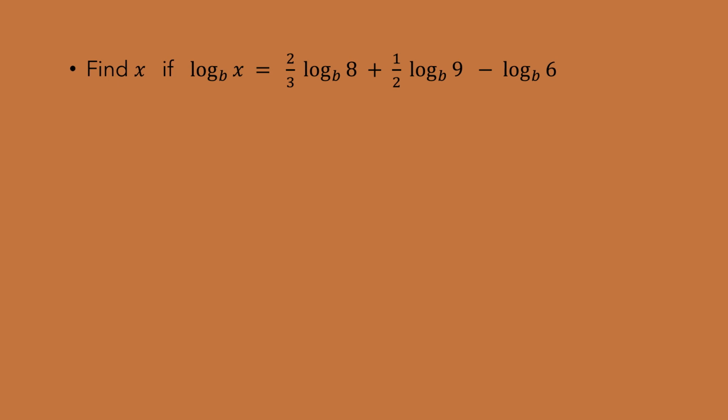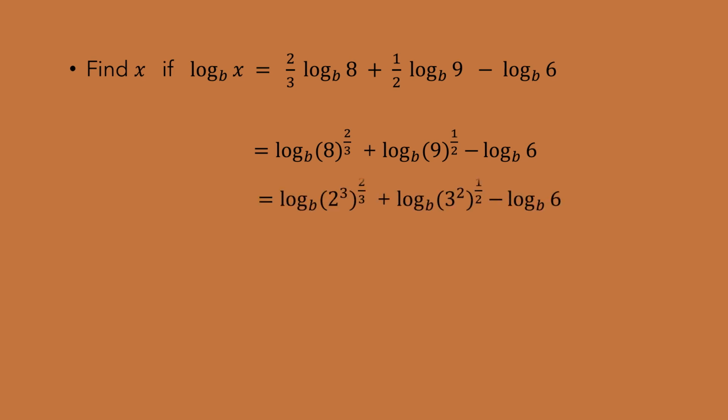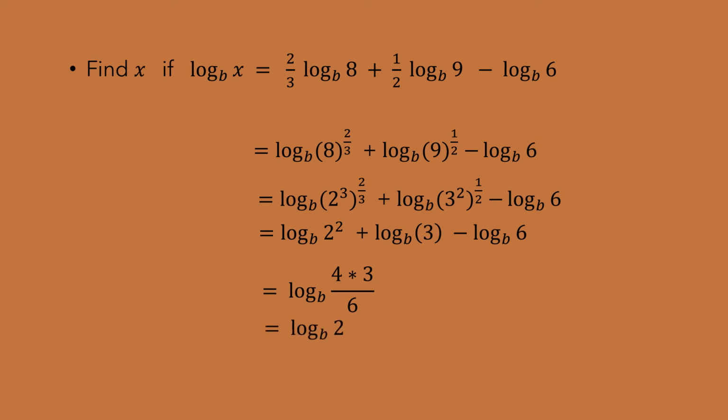Let's try to find the value for x from this. The right hand side can be simplified using the power rule. It is logarithm of 8 to the power 2/3, 9 to the power half, and that 8 is 2 raised to 3, 9 is 3 raised to 2. Again, using the power, you can cancel out that 3, cancel out that 2, so it is 2 squared and 3. 2 squared is 4. So here logarithm of the sum is the product, and then the difference will be the quotient. So when you simplify, you get the answer as log 2.